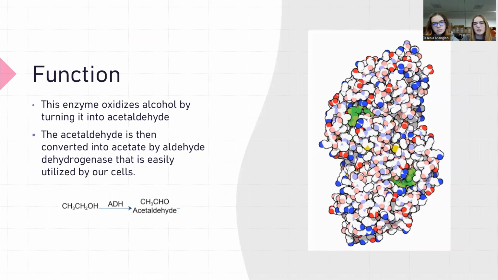The function of this enzyme is to oxidize alcohol by turning it into acetaldehyde. The acetaldehyde is then converted into acetate by aldehyde dehydrogenase, which is easily utilized by our cells. Below, you can see the structural form of it.